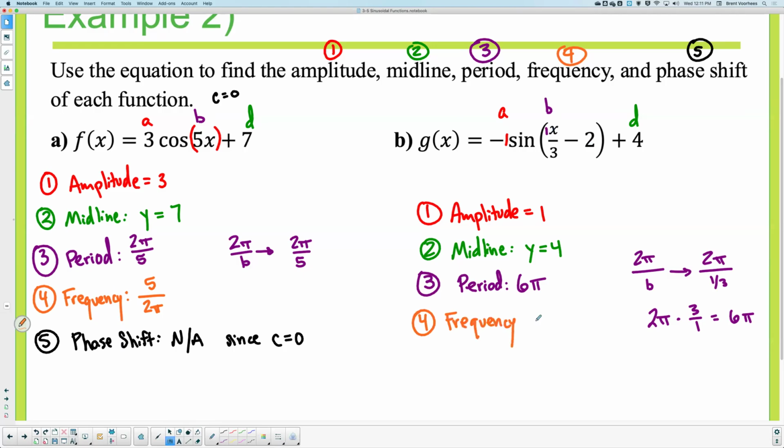Okay, the easiest of all is the frequency. 1 over 6 pi. Perfect. You have one cycle every 6 pi's. That's what frequency means.